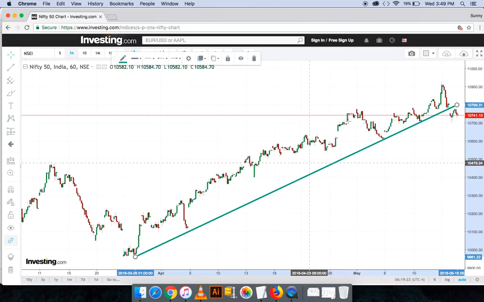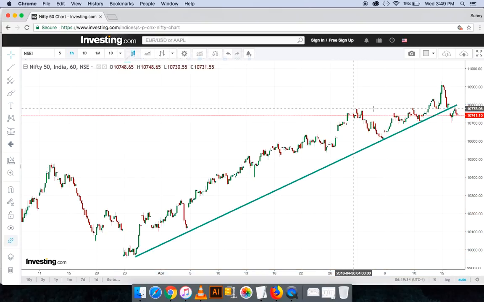Now if you see here, you can see this swing high here, and this swing high here. So I'm going to connect both of these points as well, and draw our trend line.